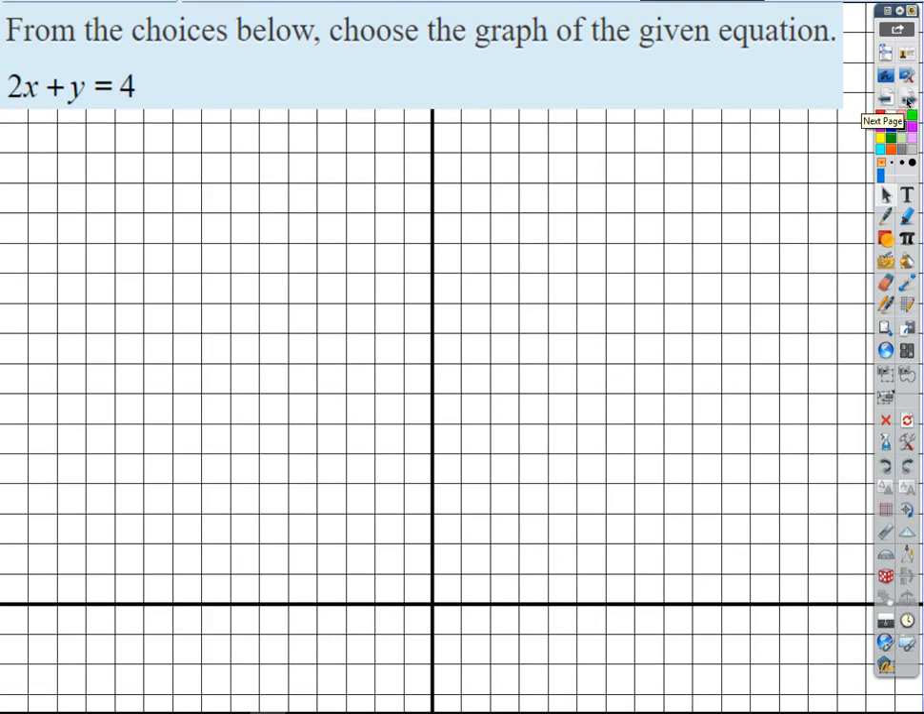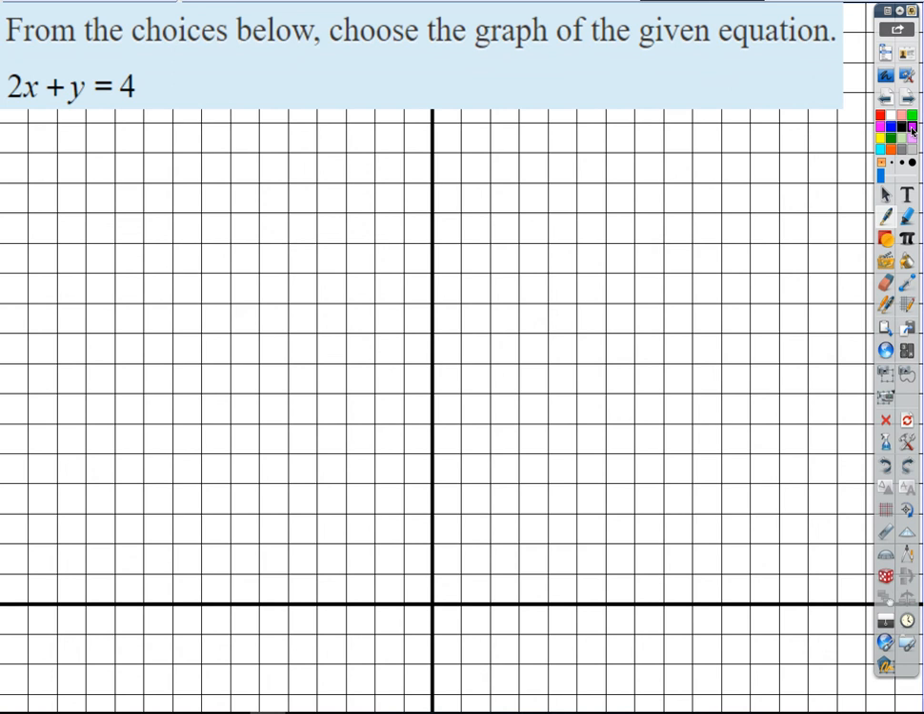Okay. Choose the graph of the given equation. All right. So, more than one way to do this, but the way we've talked about this, it's in standard form. It's not written in slope-intercept form, which is probably a little bit more convenient. This is okay though. Right? All we need are 2 points to graph this line, or to recognize the graph of the line. And the 2 points here would just be the intercepts.